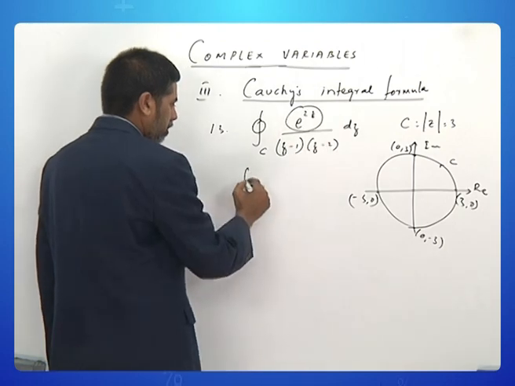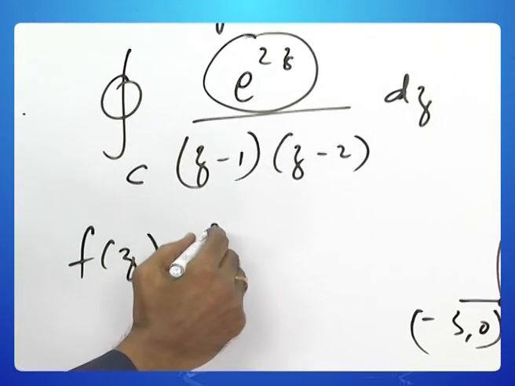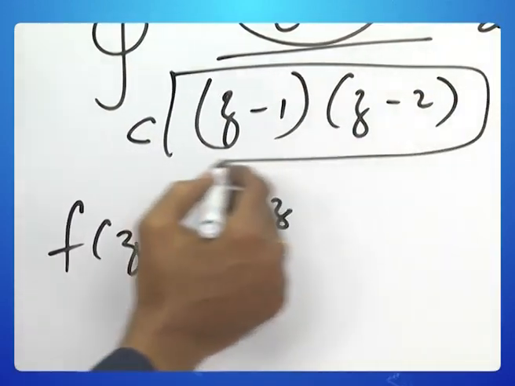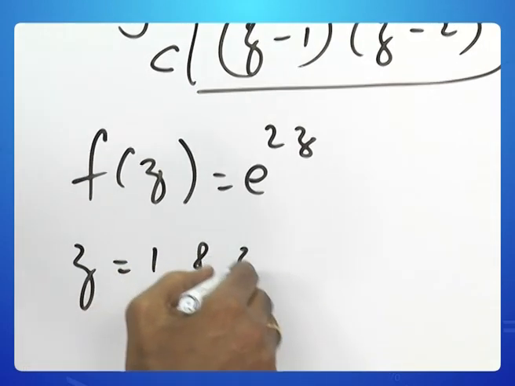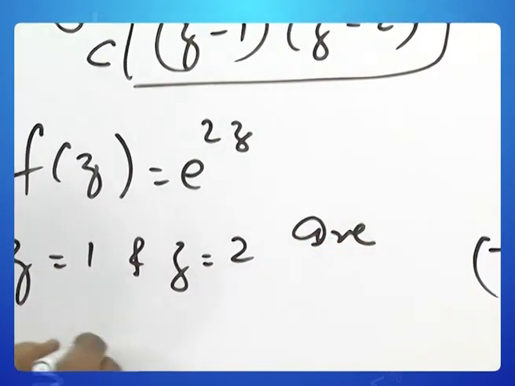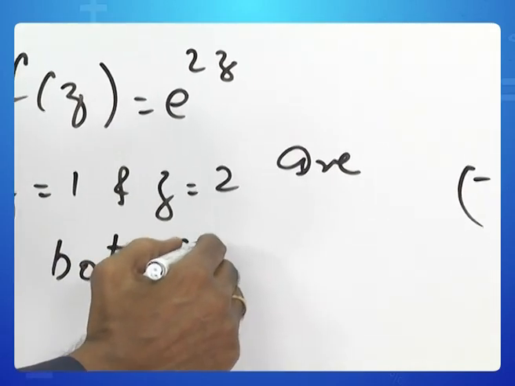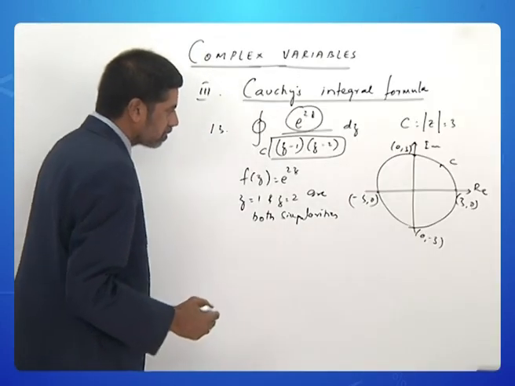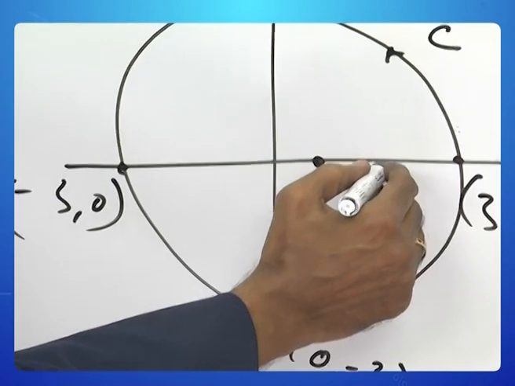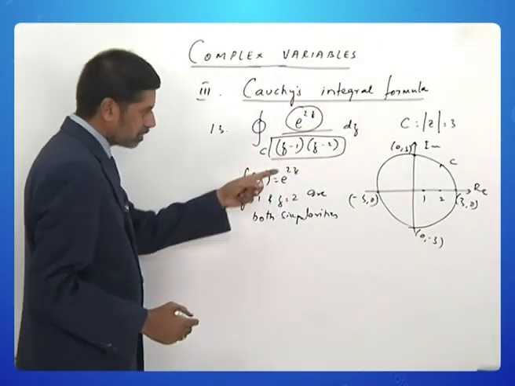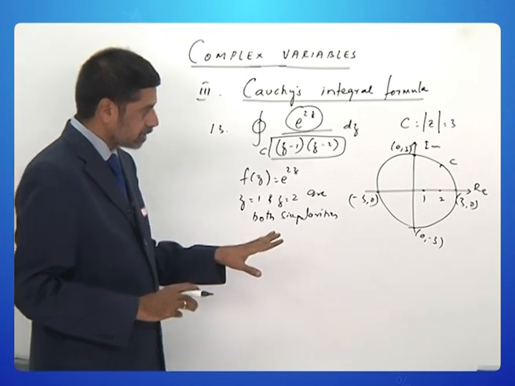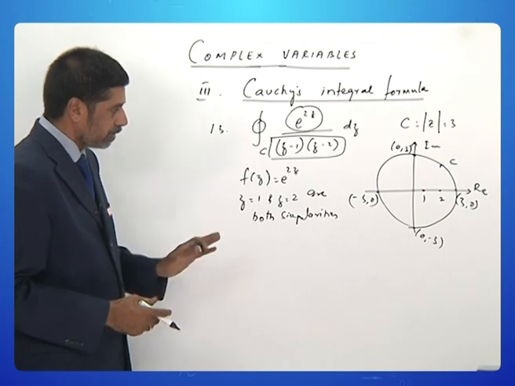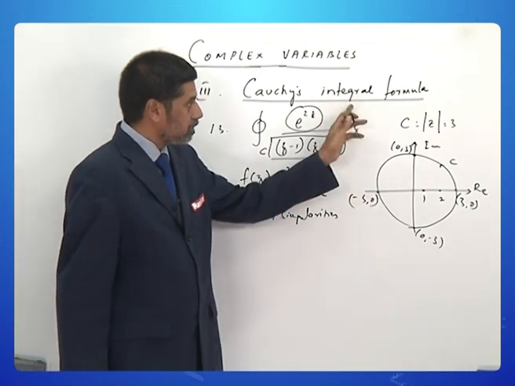So let us say f of z is e power 2z. When you look at the denominator, z is equal to 1 and z is equal to 2 are both singularities. And if you observe, z is equal to 1 as well as z is equal to 2 are within the contour. So it is expected that we get a non-zero result unless there is some sort of cancellation. Anyway, this is a problem where we can apply the Cauchy's integral formula.